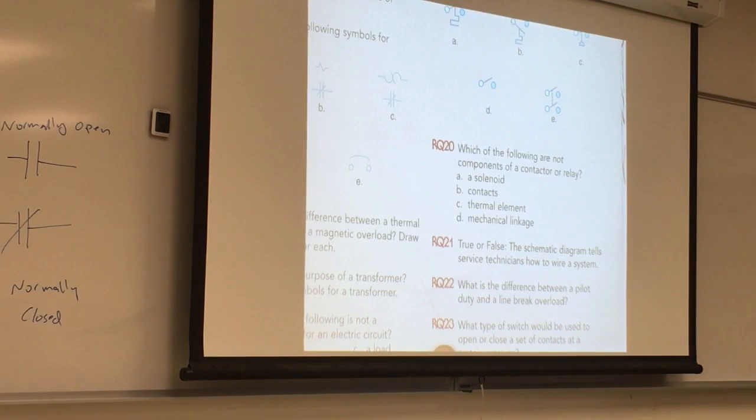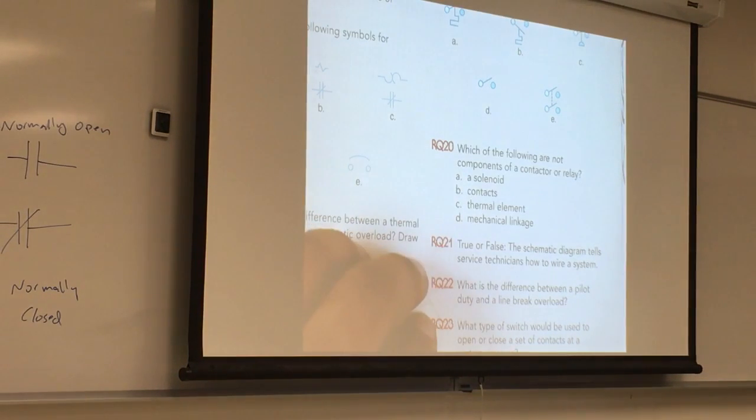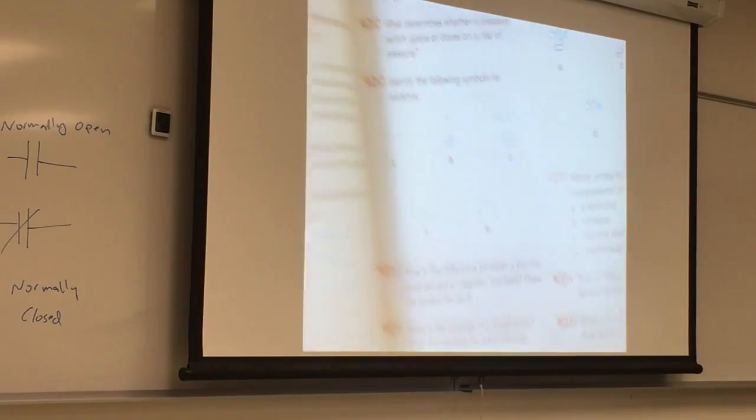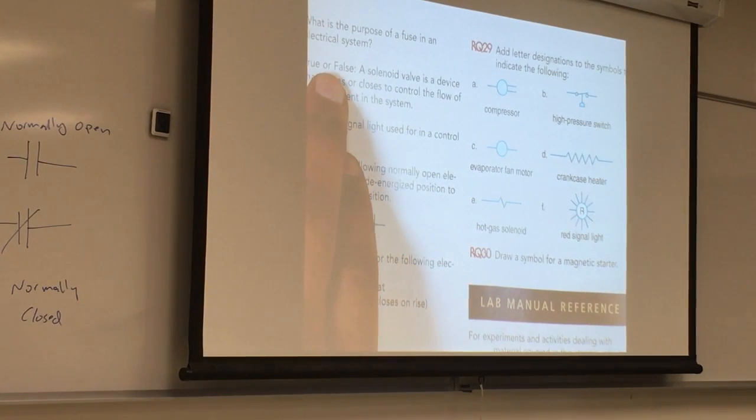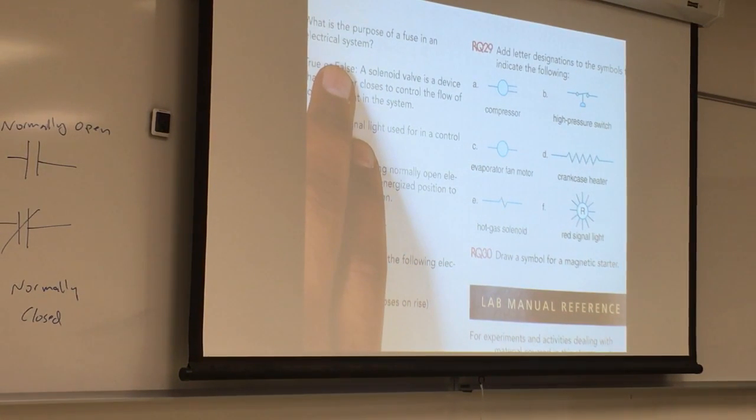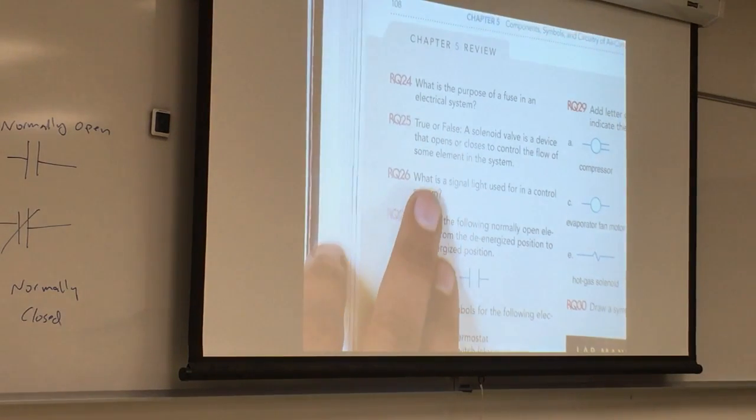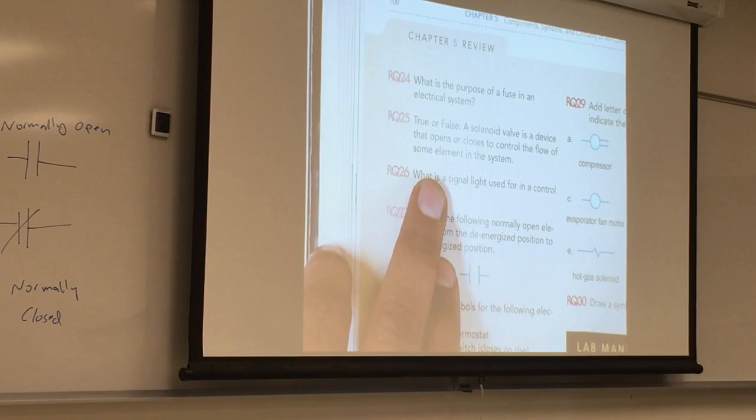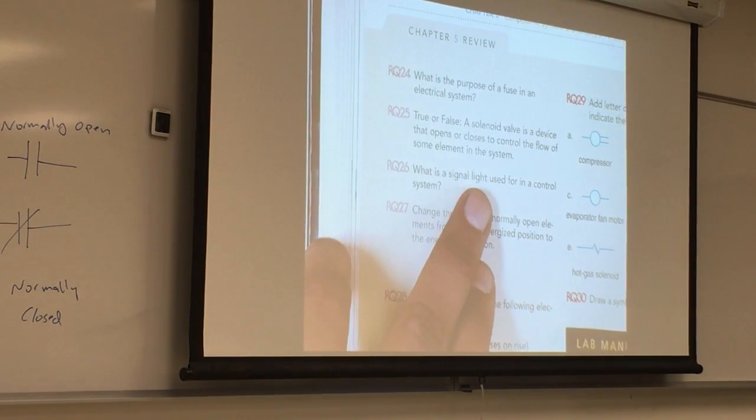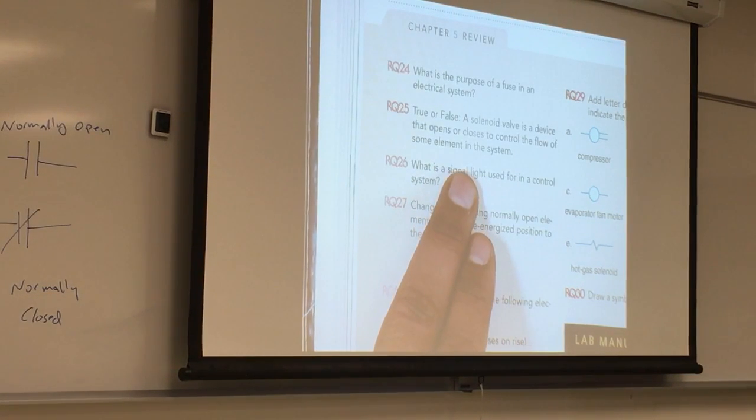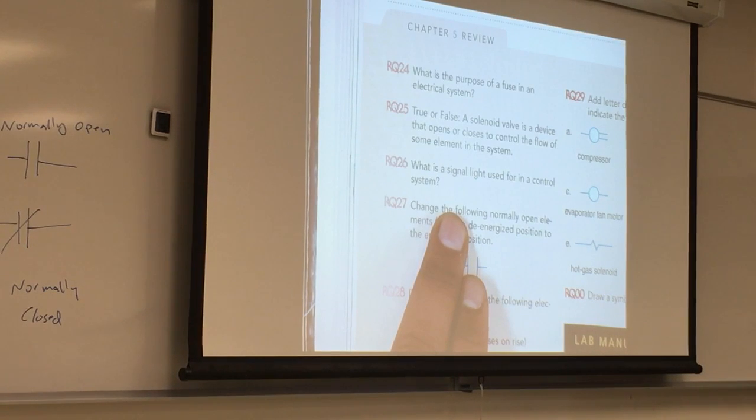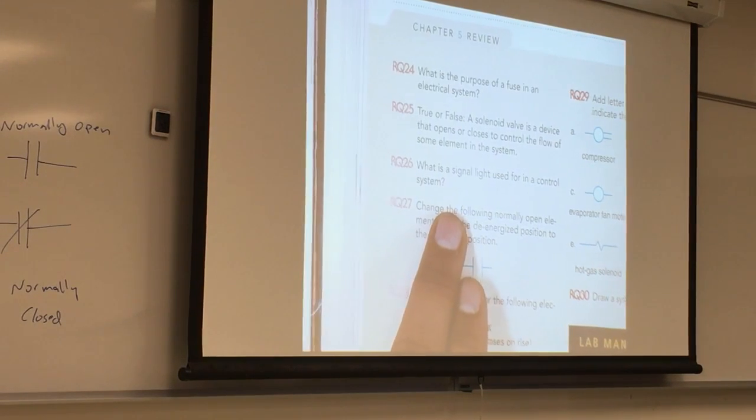What type of switch would you use to open and close a set of contacts at a certain pressure? It's very simple, pressure switch. What is the purpose of a fuse in an electrical system? Safety. Cut off the electricity. Excellent. True or false? A solenoid valve is a device that opens or closes to control the flow of some elements in the system. True. What is the signal light used for in a control system? Tells you what's activated. Yes. Is it on or is it off?